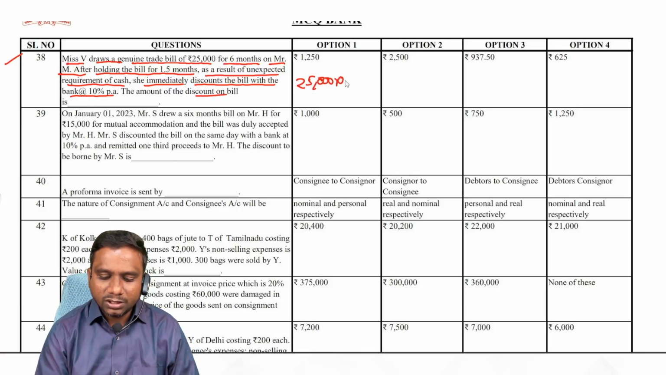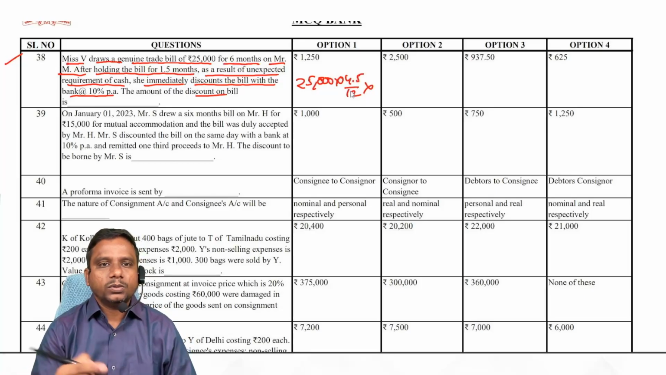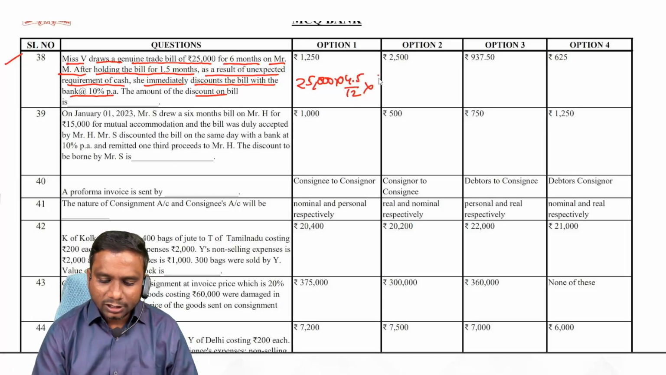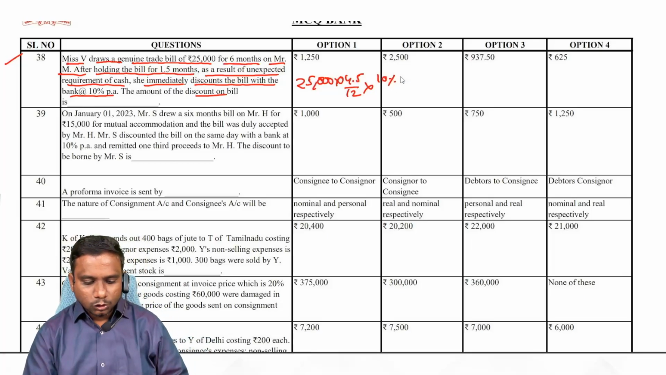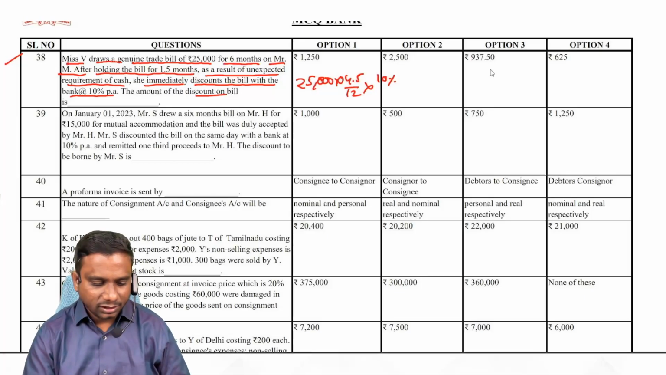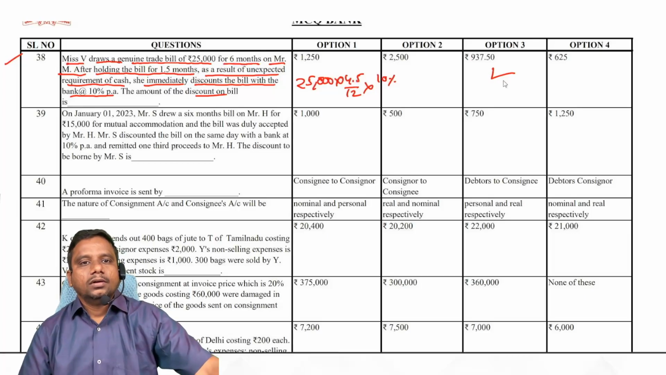What is the amount here? 25,000. Time period left 4.5 months, because 6 months is the bill duration and 1.5 months have gone. So 4.5, rate of interest is 10%. Calculate. 25,000 into 4.5 by 12 into 10%. How much, student? 937.5. Is it clear?